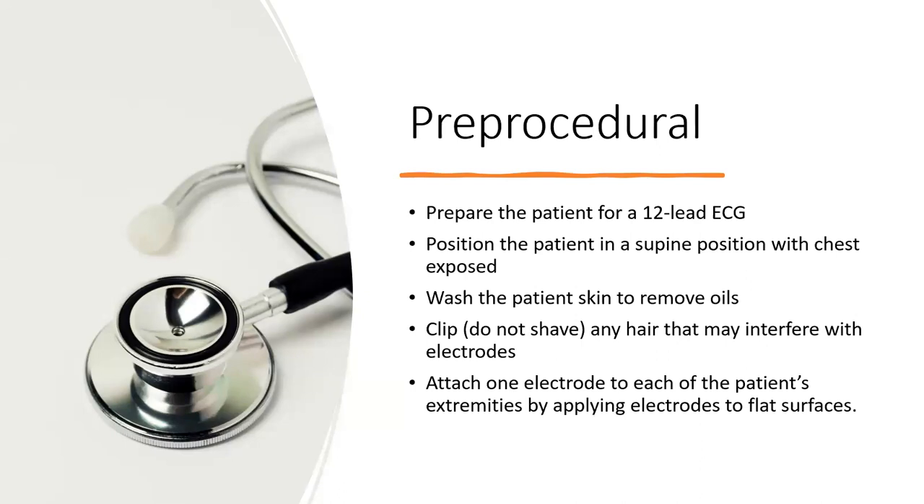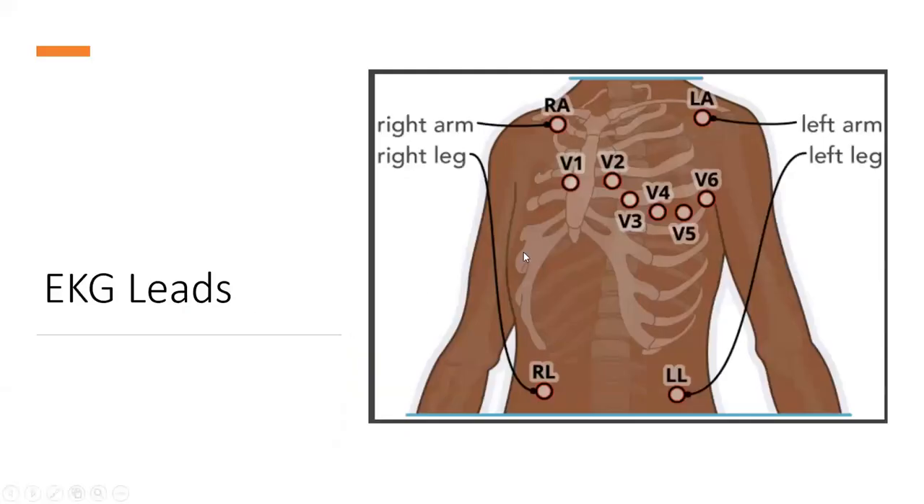So pre-procedural, you want to prepare the patient for a 12-lead ECG, position the patient in a supine position with chest exposed, wash the patient's skin to remove any oils, clip, do not shave any hair that may interfere with the electrodes, and attach one electrode to each of the patient's extremities by applying the electrodes to a flat surface.